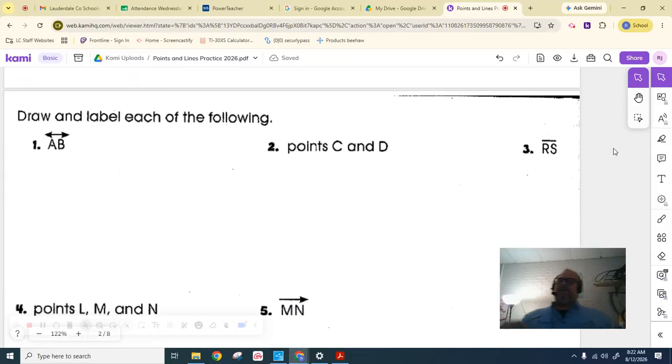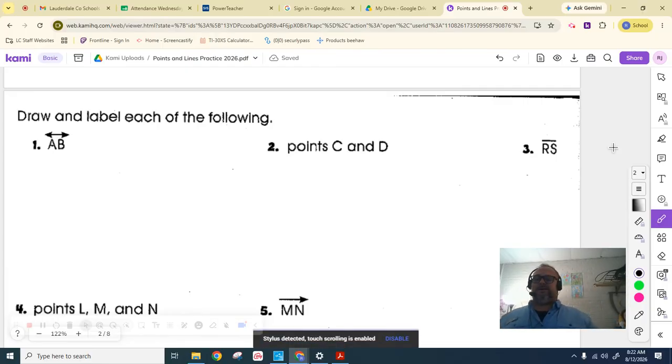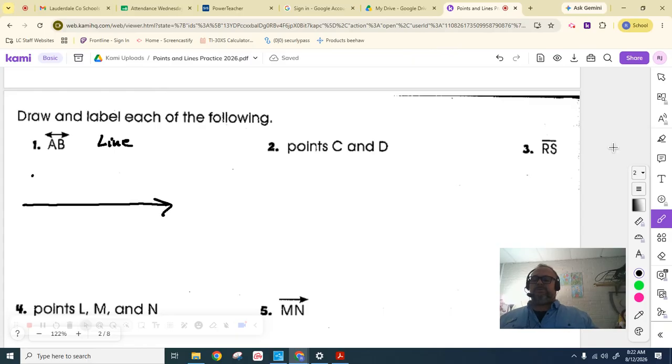Now, draw and label the following. Some of y'all are really close on this. I was looking at a lot of people's stuff like this. Some of you actually wrote that this was a line. Very good, so you actually know what's going on. And then you should have had something like this, and here's a dot here, and here's a dot here.